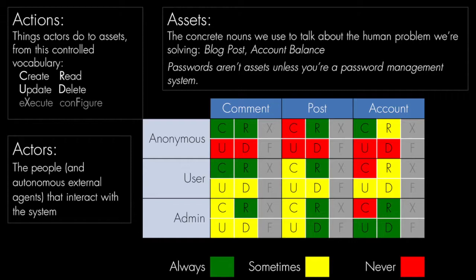So create, read, update, delete. The execute and configure are only relevant if you have weird cases where you have assets that are also executable or whatever, but you could ignore them for this context. So this gives me a basic model.